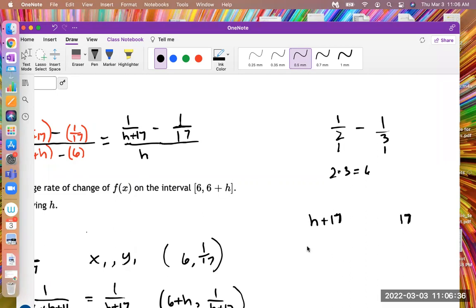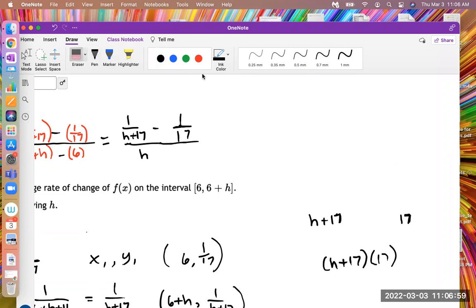So our common denominator there is going to be the expression h plus 17 times 17. Just like we did 2 times 3 and found a common denominator because they were both primes, I would do h plus 17 times 17. That's my common denominator. And so to clearly do this, I'm going to do the 1 over h plus 17, and I'm going to multiply by 17 on the numerator and the denominator to create fractions that have the same denominator.